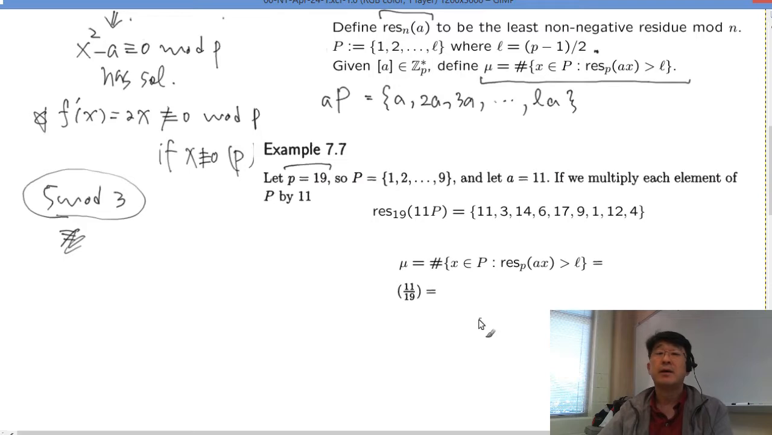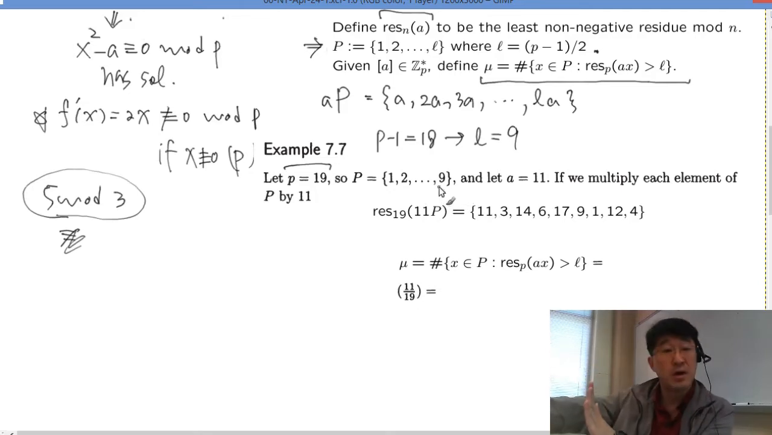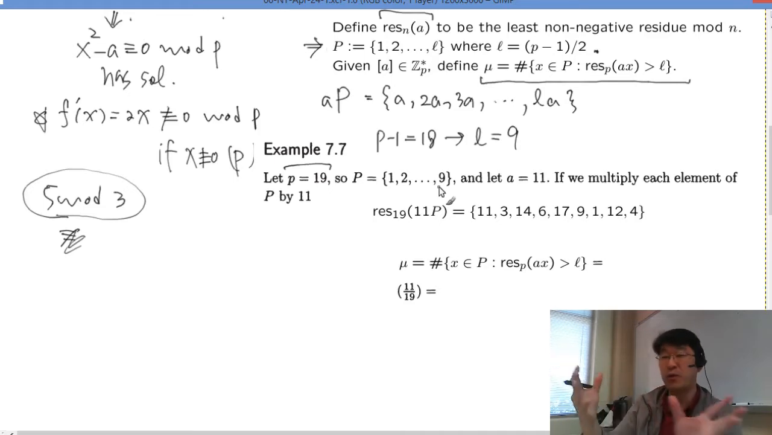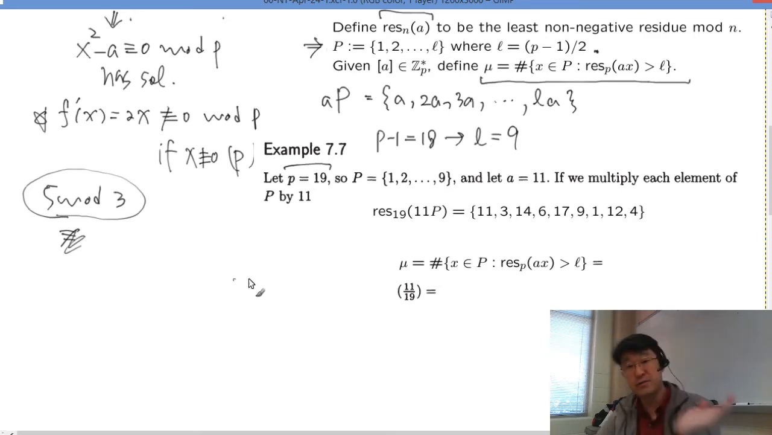Okay? And Gauss is suggesting look at the half residue system, 1 through L. What is L here? P is 19, P minus 1 is 18, right? So L is half of it, which is 9, right? So P is 1 through 9. And the remaining 10 through 18 is the other half of them. Why are we looking at half of them? Because Euler's criterion is talking about half of them, so he chose that class. It actually doesn't matter which half you choose. It always has this property. That's quite amusing.